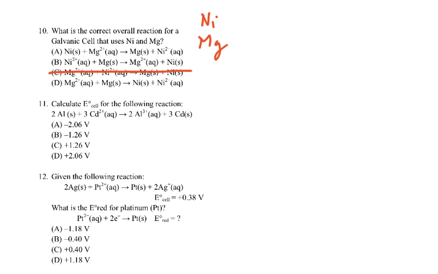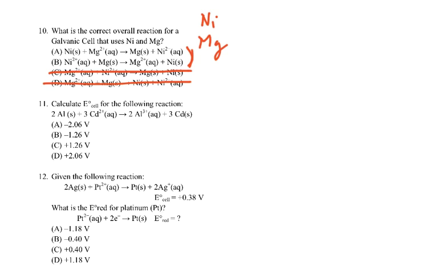On the bottom here, that cannot be the answer because you have magnesium turning into nickel and nickel. That just doesn't even make sense. So that cannot be it. It's either going to be nickel turns into nickel ion while magnesium becomes neutral, or nickel becomes neutral while magnesium becomes positive. So it's definitely going to be one of these two.